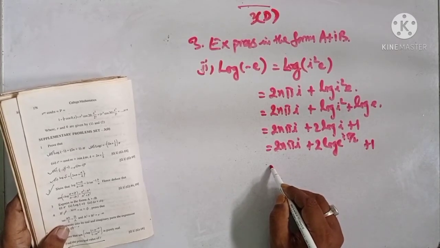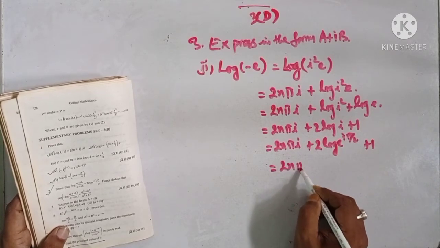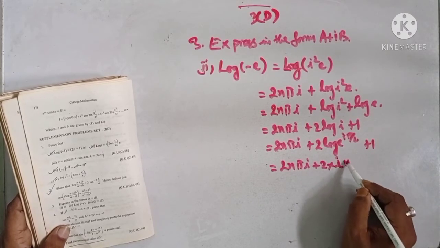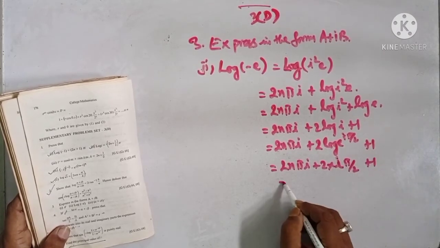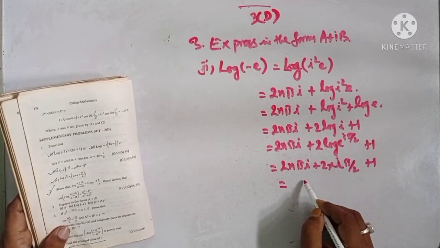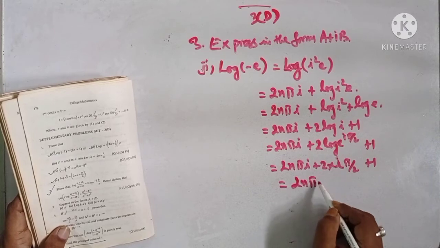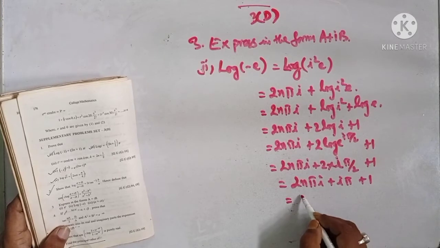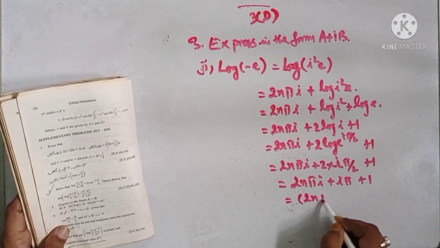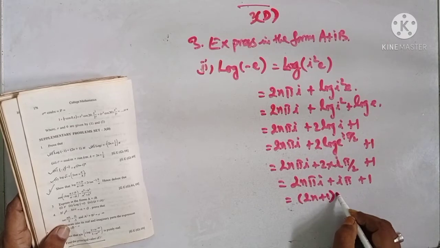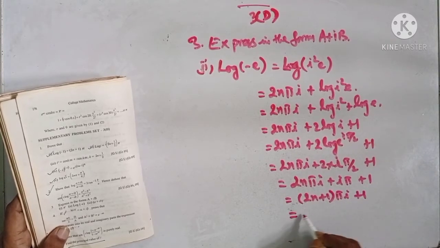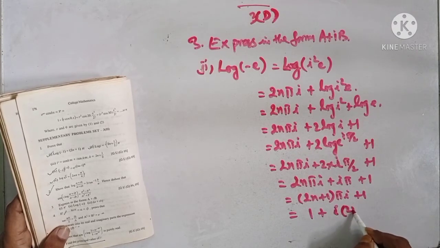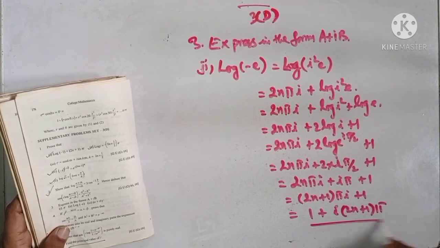So this will be 2n pi i plus 2 into i pi by 2 plus 1, 2 cancels. So this will be 2n pi i plus i pi plus 1. So this ultimately becomes (2n plus 1) pi i plus 1. So this can be 1 plus i(2n plus 1) pi. This is your answer.